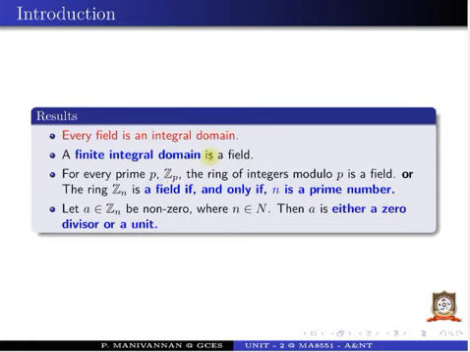Let a belong to Zn be non-zero, where n is a natural number. Then a is either a zero divisor or a unit. It is a result.